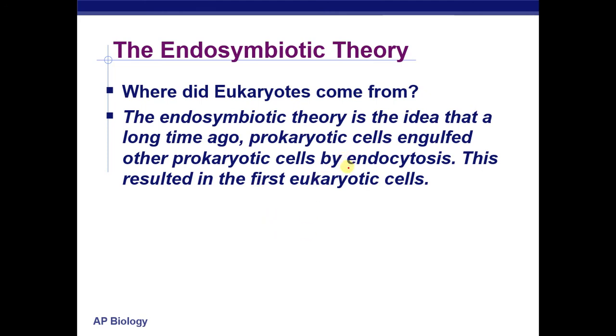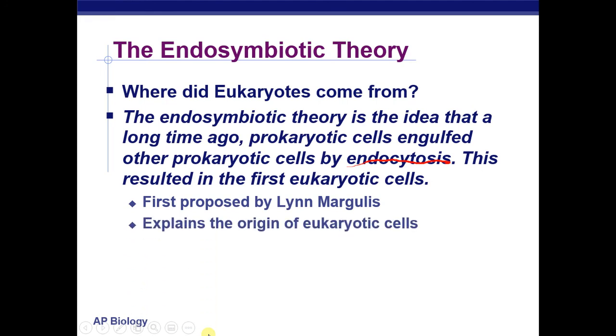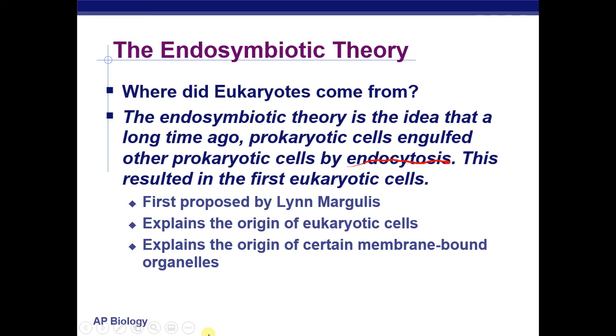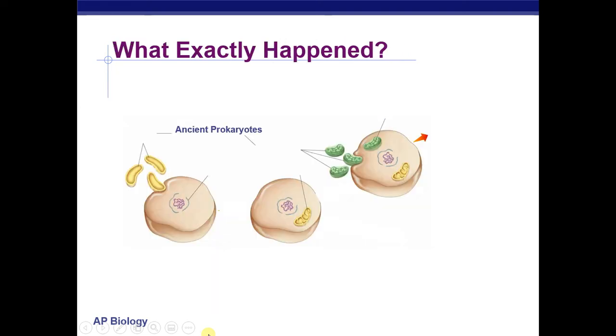And this word on here, endocytosis, we're going to talk about that a little bit later in this unit. And this resulted in the first eukaryotic cells. So eukaryotic cells have different organelles because they are remnants of previously engulfed prokaryotic cells. This theory was first proposed by Lynn Margulis and explains the origin of eukaryotic cells and of certain membrane-bound organelles that we find in eukaryotic cells.